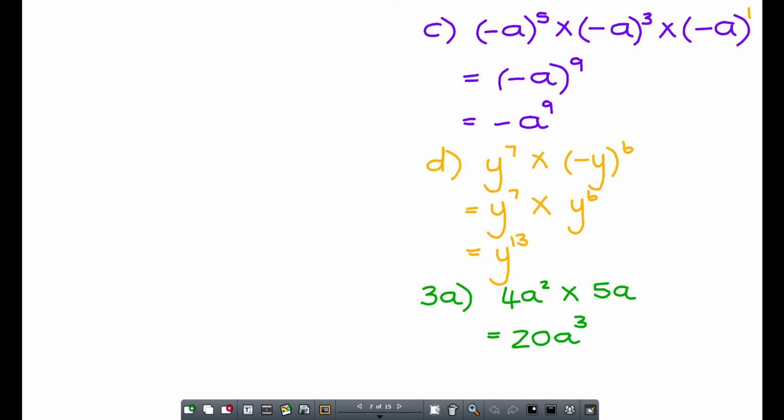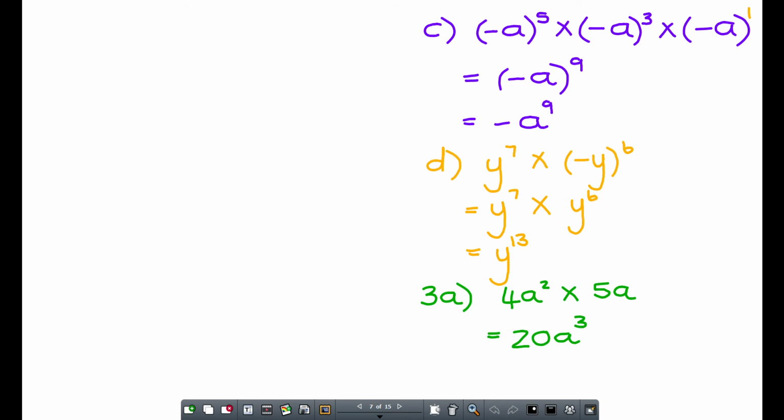Right, then number 3. Over here we actually have coefficients. So I first multiplied that 4 and the 5, and that gave me 20. And now I look at a to the power of 2 times a to the power of 1. And because the base is the same when we're multiplying, I can add these exponents. And that's how I get to 20, a to the power of 3. You guys good?